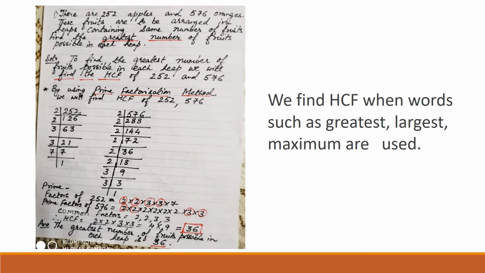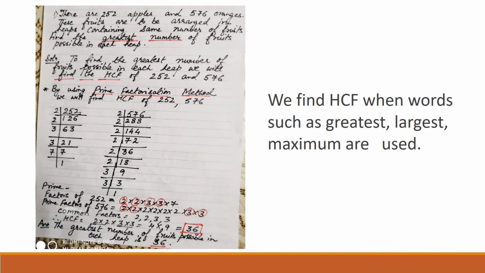Now let us find out the HCF of these two numbers by prime factorization method. First you will take out the prime factors of 252. So 252, you can see the last digit is 2, so it is divisible by 2. Always start with the smallest prime number. 2 ones are 2, 2 twos are 4, 1 is remainder, 1 2 is 12, 2 sixes are 12. So the quotient is 126.